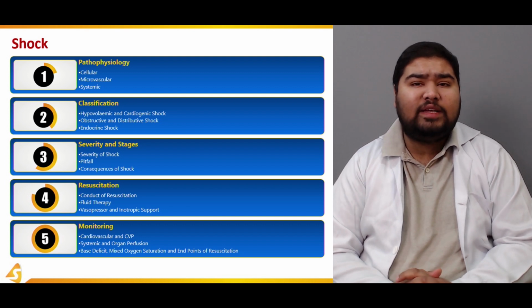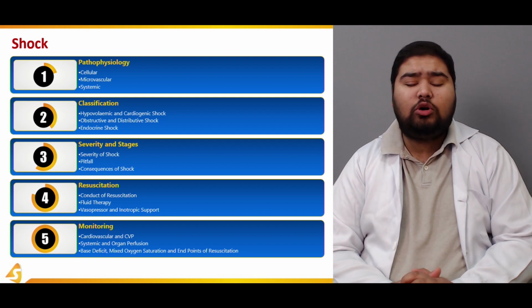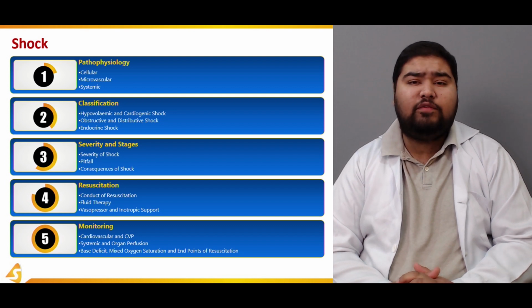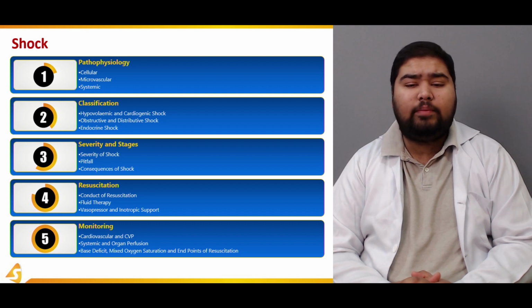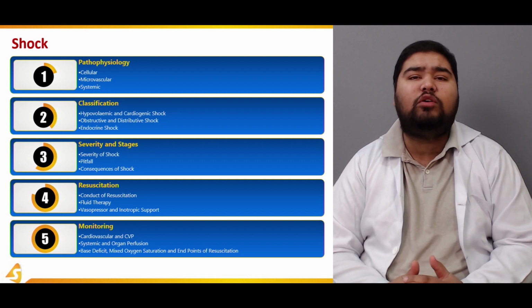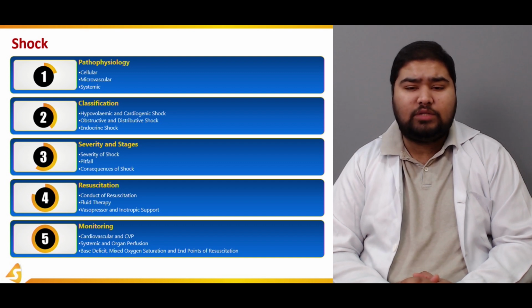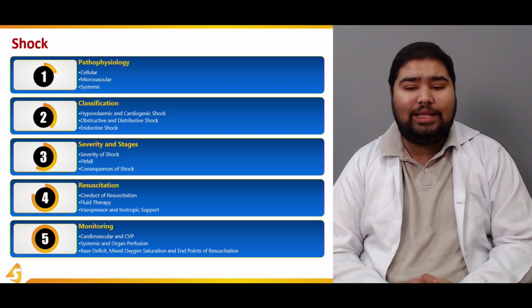We'll see the cardiovascular monitoring, we'll talk about the central venous pressure, then we'll talk about the systemic and organ perfusion. We'll see how the perfusion is affected in the shock and we'll see how to manage it. And finally, we'll talk about the various methods with which you can assess the improvement of shock and the efficacy of your treatment. These would include the base deficit, the decrease in base deficit, the increase in mixed oxygen saturation, and the endpoints of resuscitation.